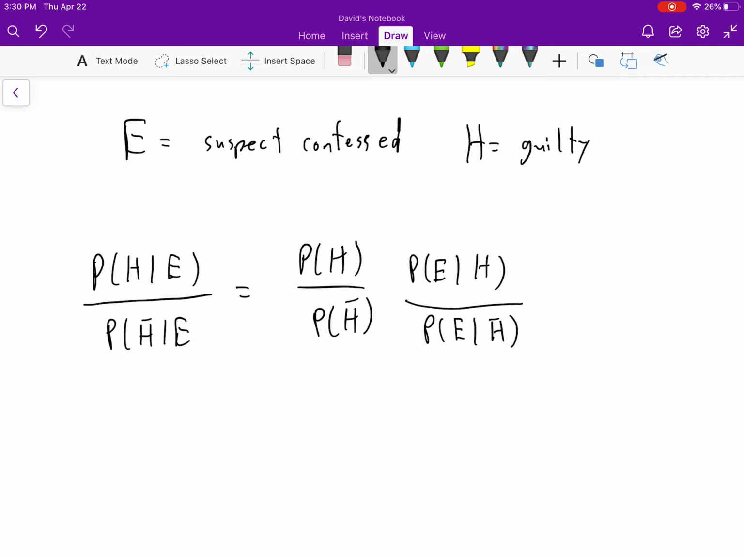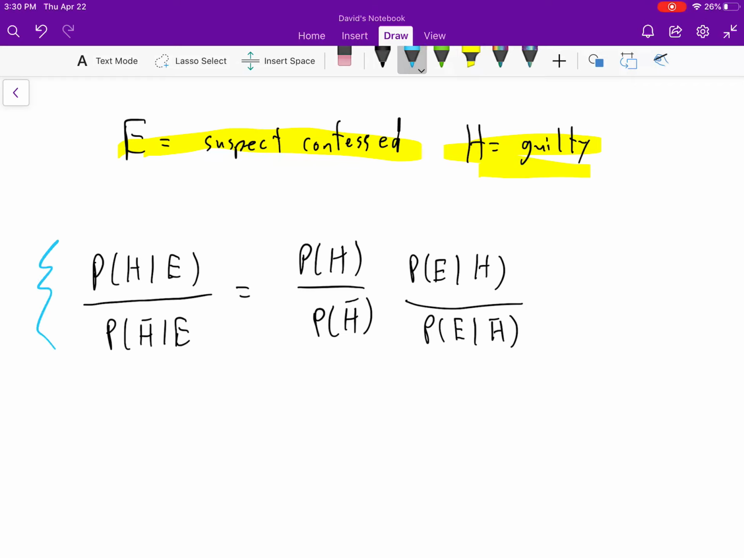So, to your question about problem 8.35, here's the basic setup. The hypothesis you're testing is guilt. The evidence you're interested in is that the person did confess. And then here's Bayes' rule in odds form right here.